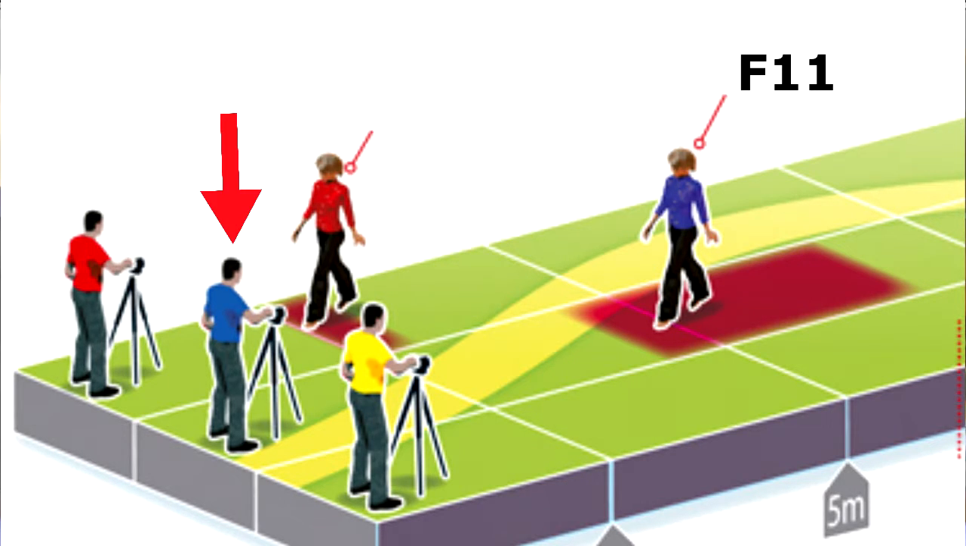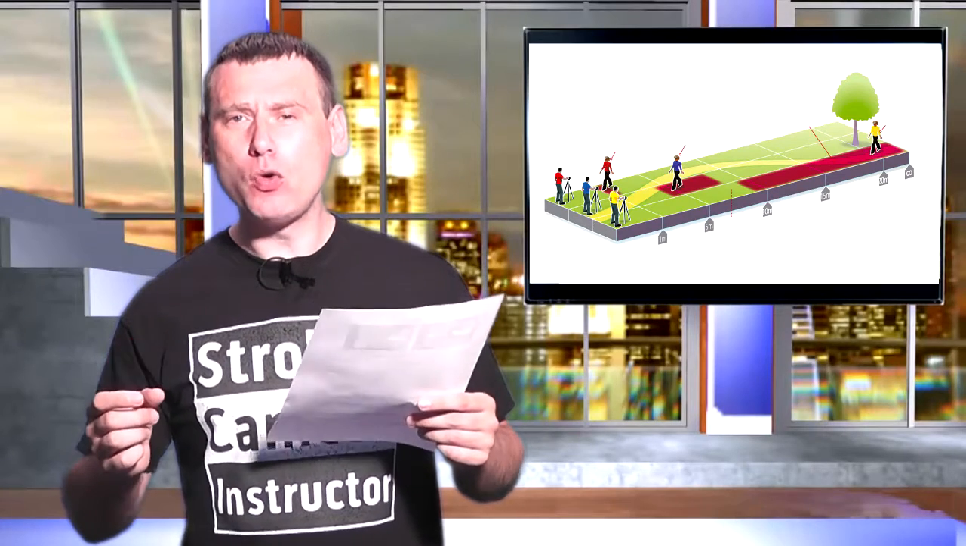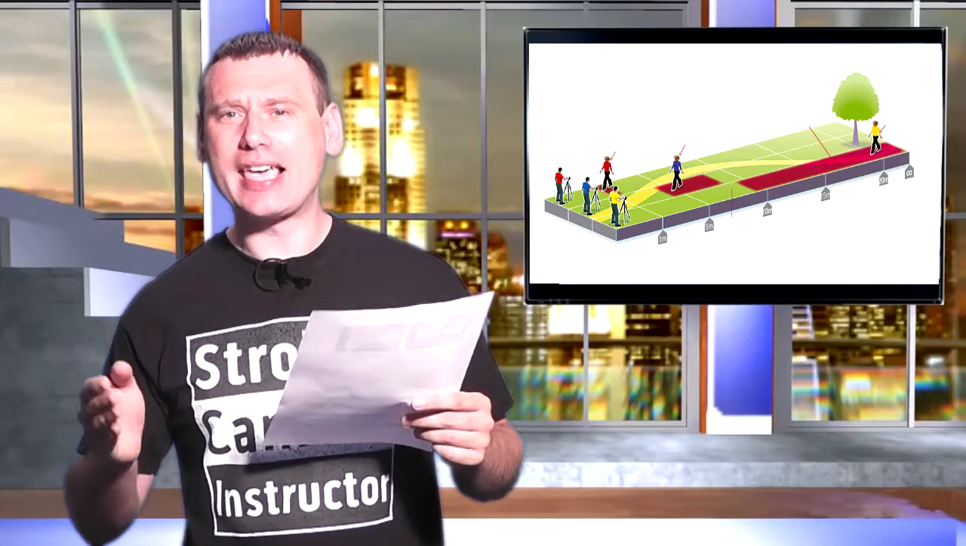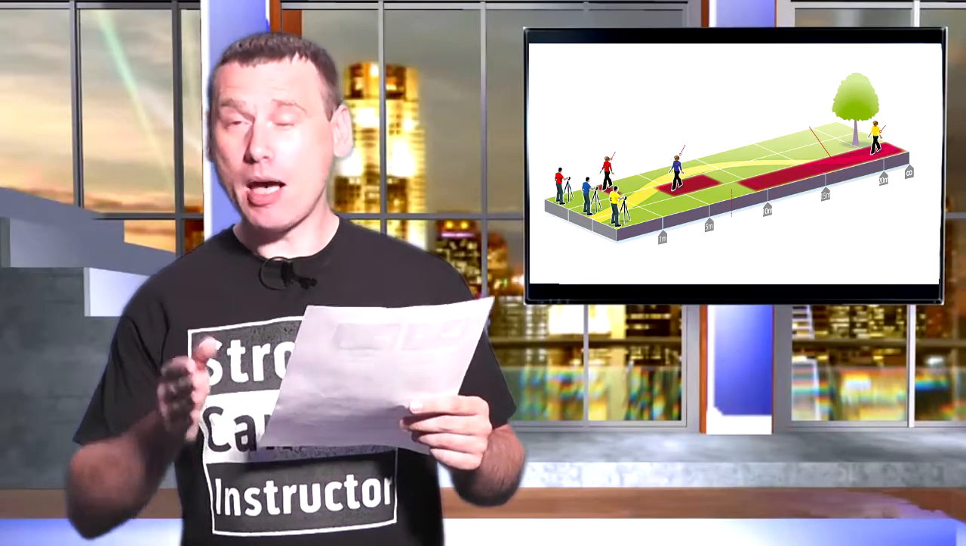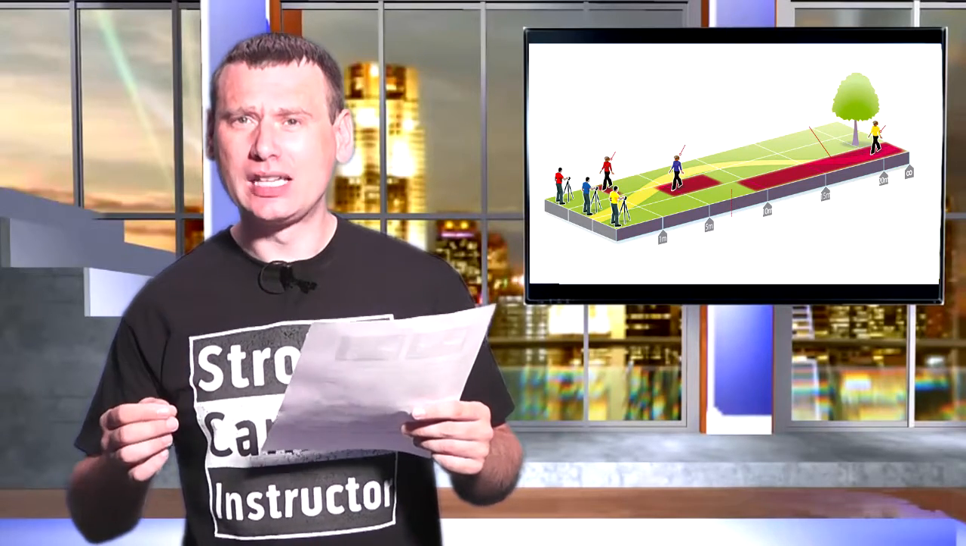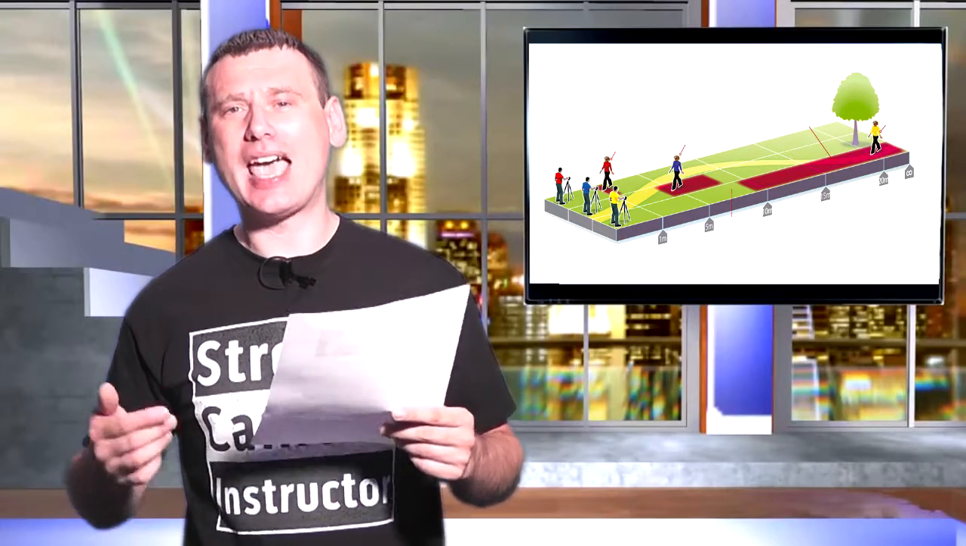Now if we have a look at the photographer on the right hand side, what we can see is the red bar is very long indeed. So that indicates to us that this photographer is shooting on a very narrow aperture, let's say f32. This is because the zone of focus, the red bar, is very long, and that means everything in front of the subject and practically everything behind the subject will be in very sharp focus, and that is basically how depth of field works. So let's have a look at depth of field in a photograph.